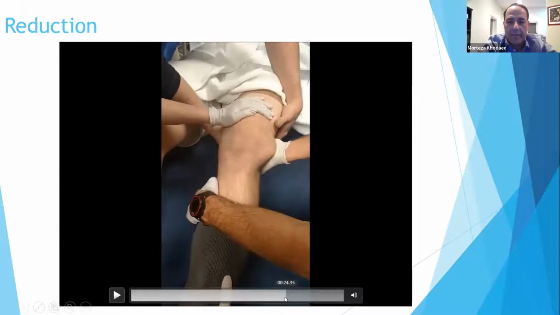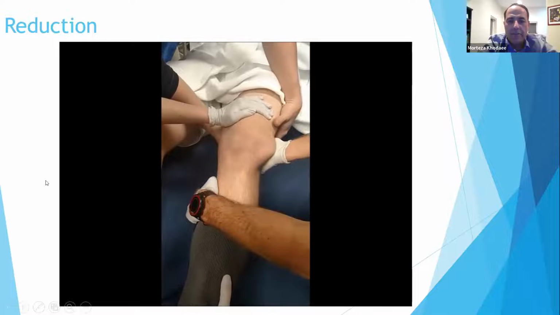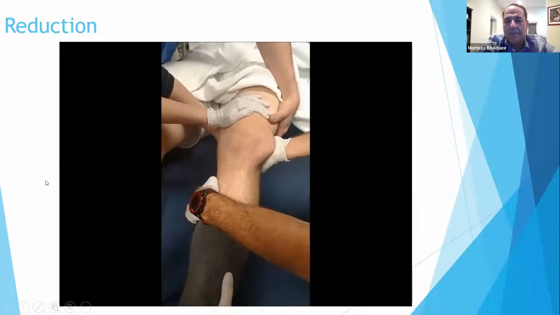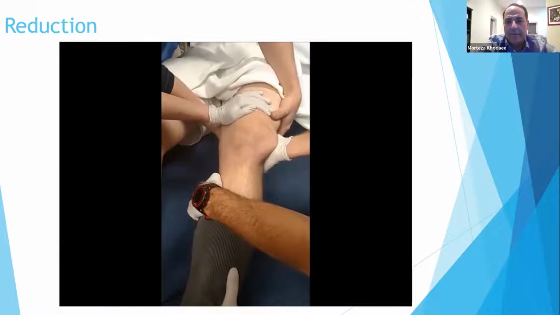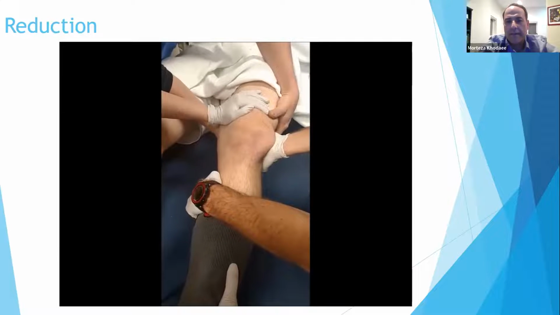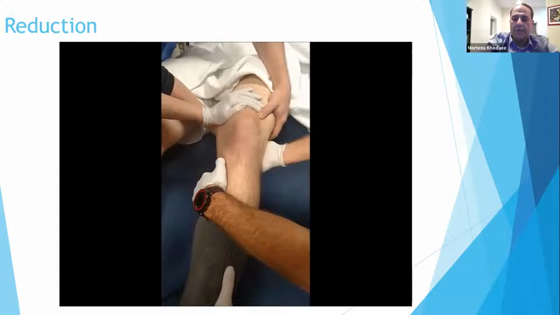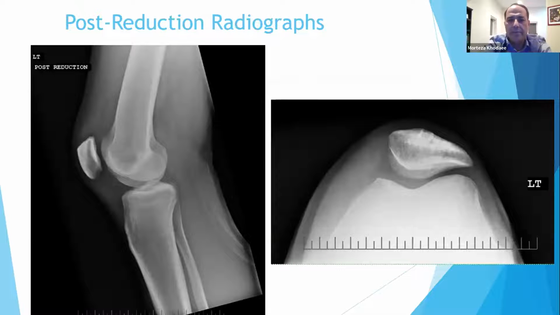I'm going to show you that last part one more time. Again, very gentle. You try to just extend the knee, with a very gentle motion. You can just push it back, and it goes back. So it's back. You can just see.